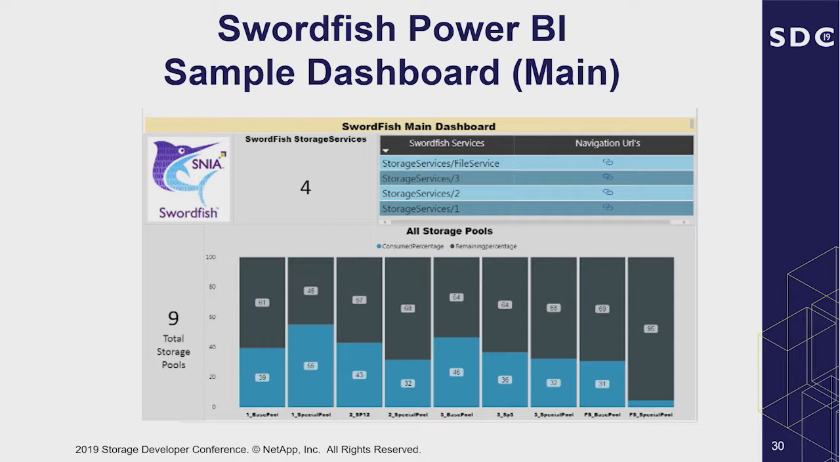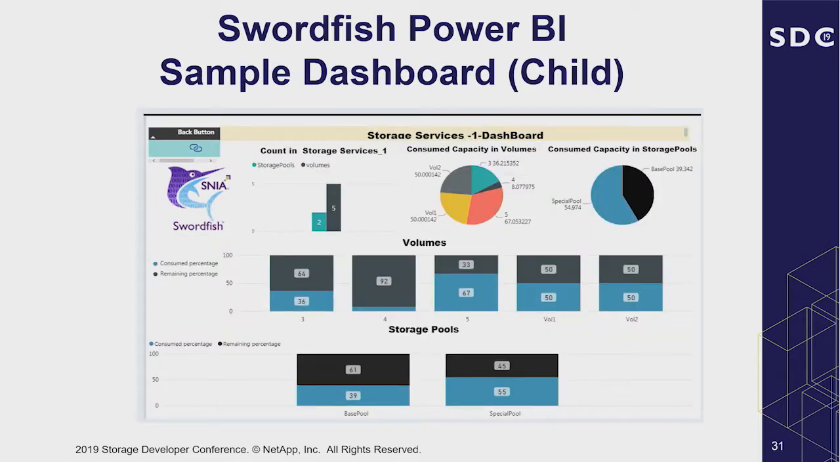And Power BI for this particular sample integration has two kinds of dashboards. One is the main dashboard, which is here, and what it's showing is various storage pools of how much is used and how much is remaining at the bottom. And up to the top right there, it says that it's watching the 4 Swordfish storage services, and those are all clickable. If you click storage services 1, then it will take you to a child dashboard. Child is my word, by the way. I don't know what they call it.